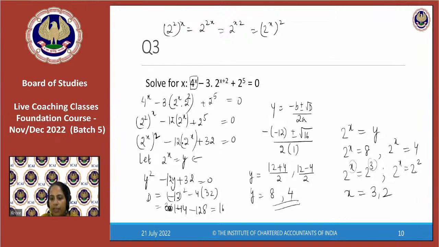Okay. Same from the other side. So value of x is 3 and 2. Just have a look at it.